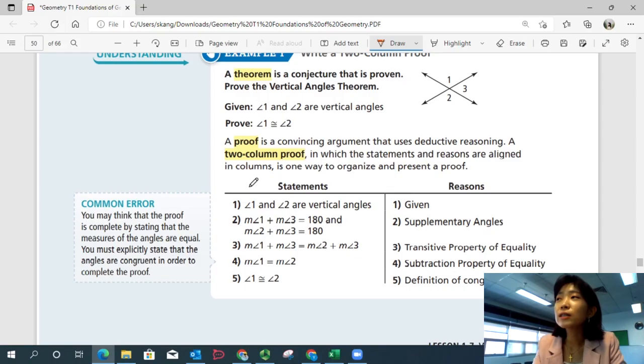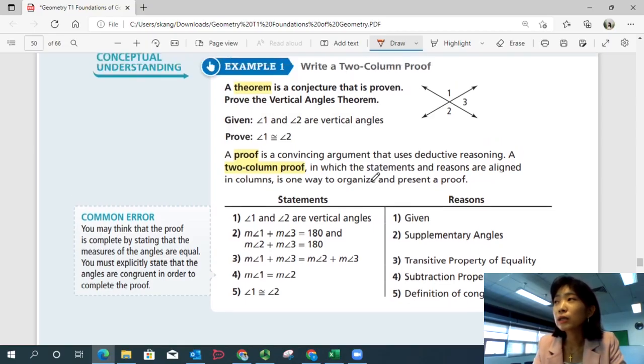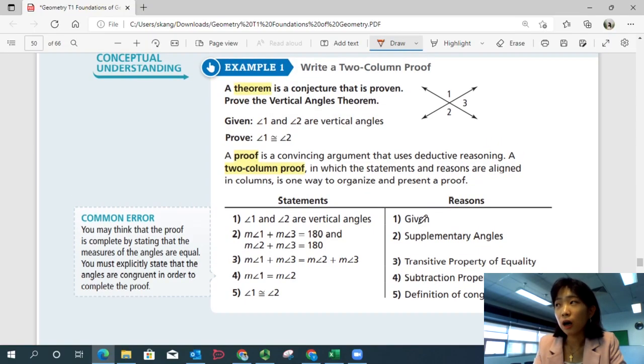Okay, so the first step is almost always going to be a given fact. We're going to start with given. Angles 1 and 2 are vertical angles, is the given fact. And then what can we conclude from that given fact?